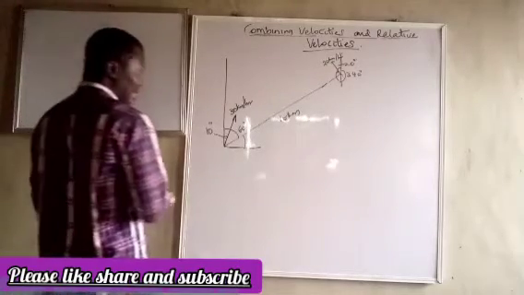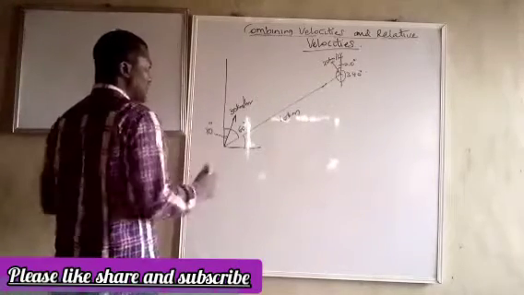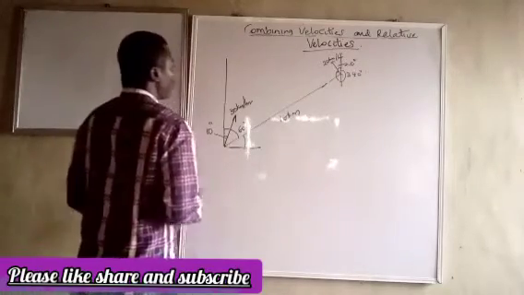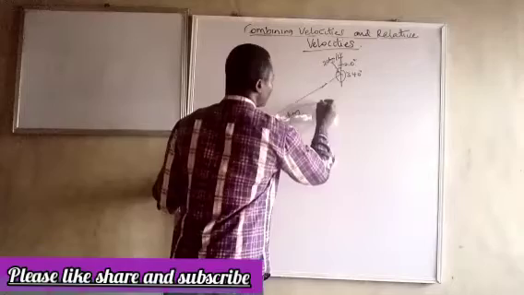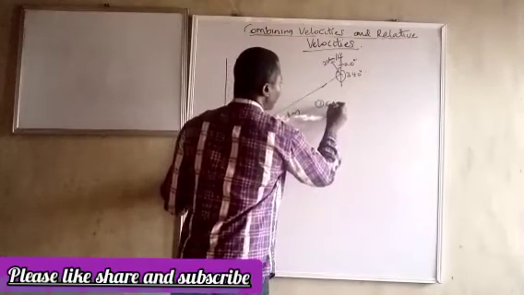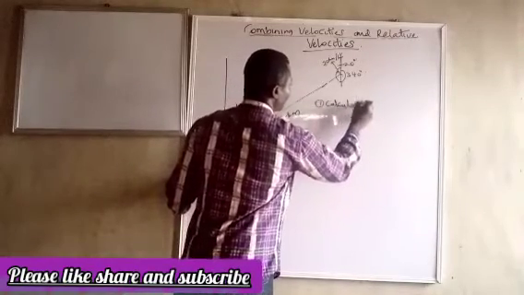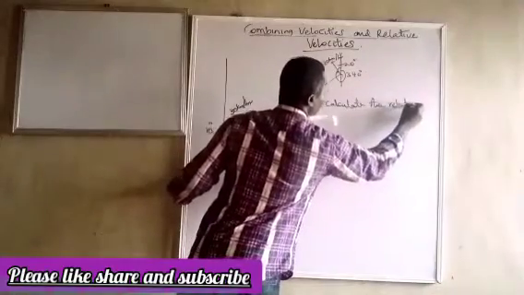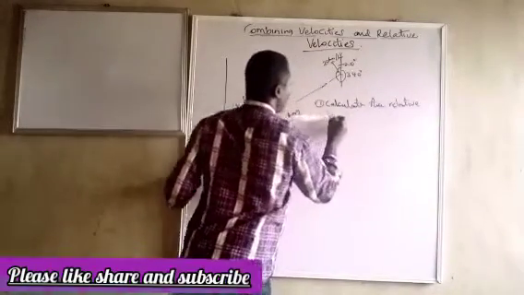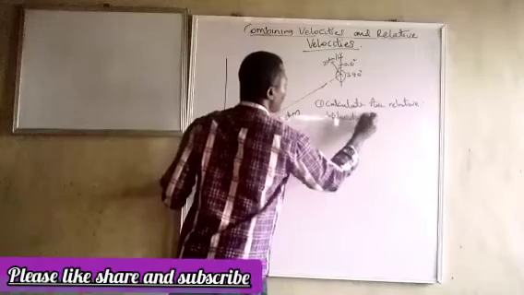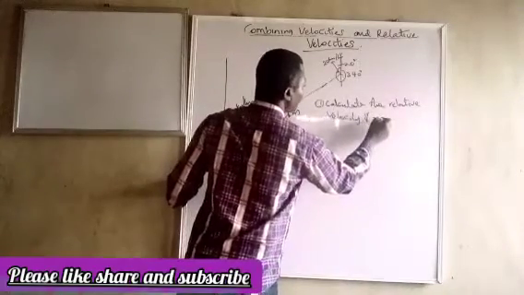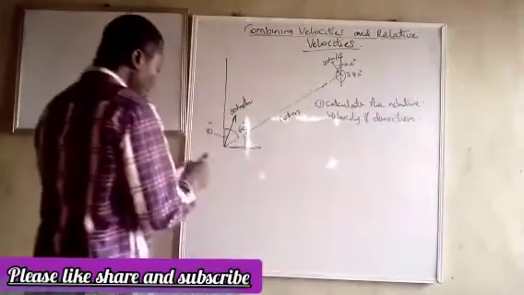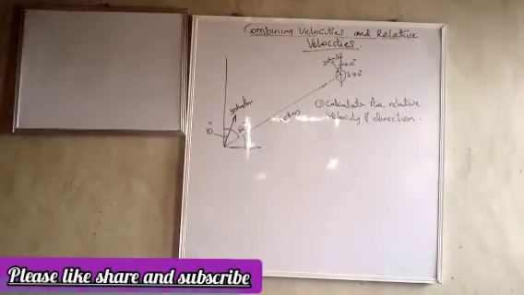If you are using a diagram, construction like in bearing and locus. So the first step, 1, calculate the relative velocity and direction. So here I will explain if you are working it or you are drawing.